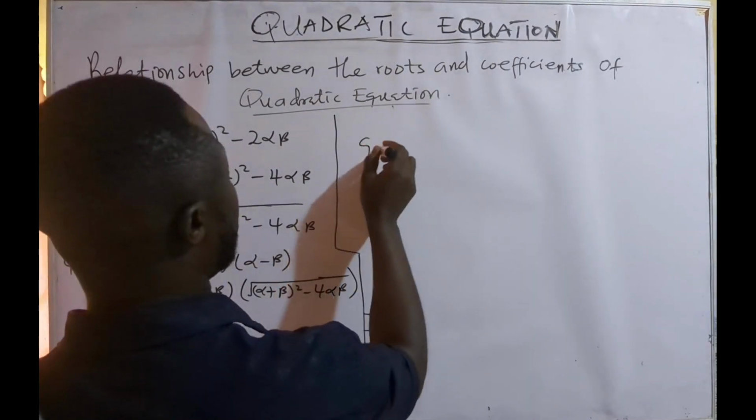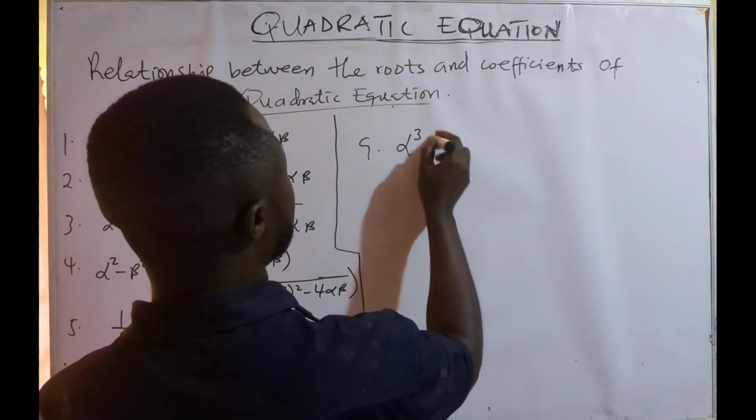Alright, so number 9, let's look at alpha cubed plus beta cubed.